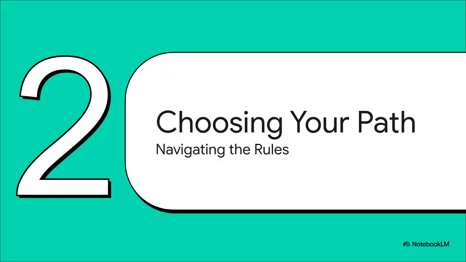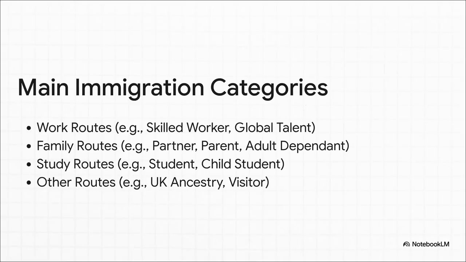I want you to imagine the immigration system is this huge building, and it has dozens and dozens of different doors. So the very first challenge for any applicant, they have to find the right one. Now, to try and bring a little order to this chaos, the rules group all these doors into a few main corridors. You've got your routes for work, your routes for family, and your routes for study. Think of this as the high-level map of the building.